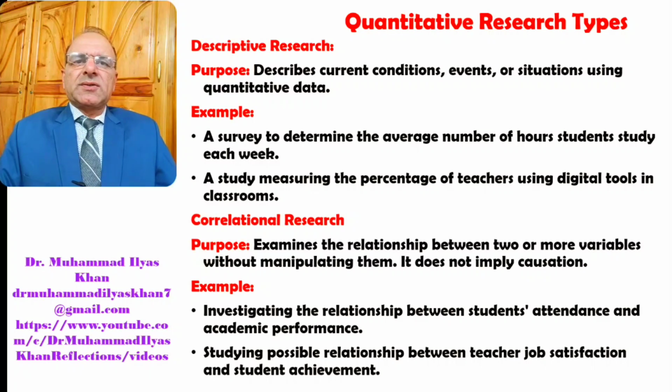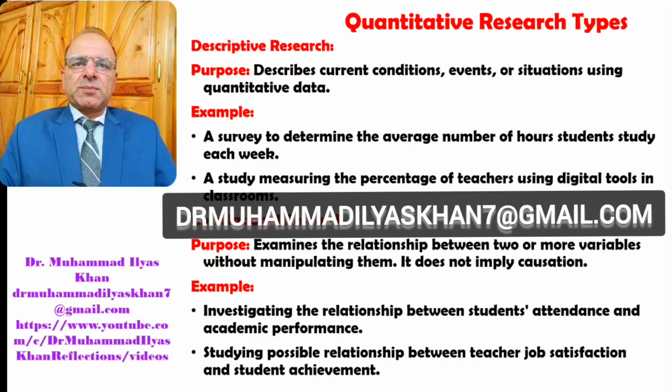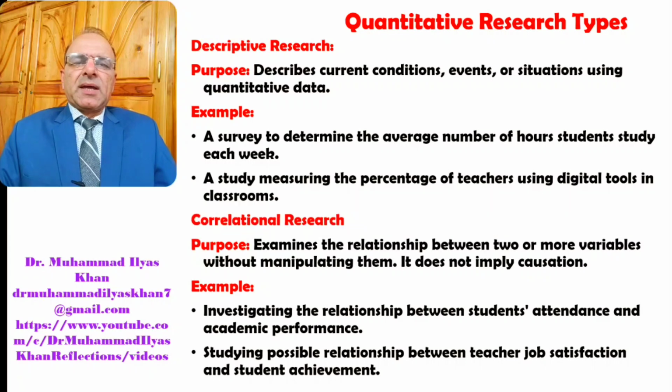Second, correlational research. As the very name suggests, correlational research focuses on an examination or analysis of the relationship between two or more variables in a study. But in this type of study, we do not manipulate those variables. We simply try to see possible relationships between them. And because we are not manipulating any variables, this type of study is not concerned with causation.